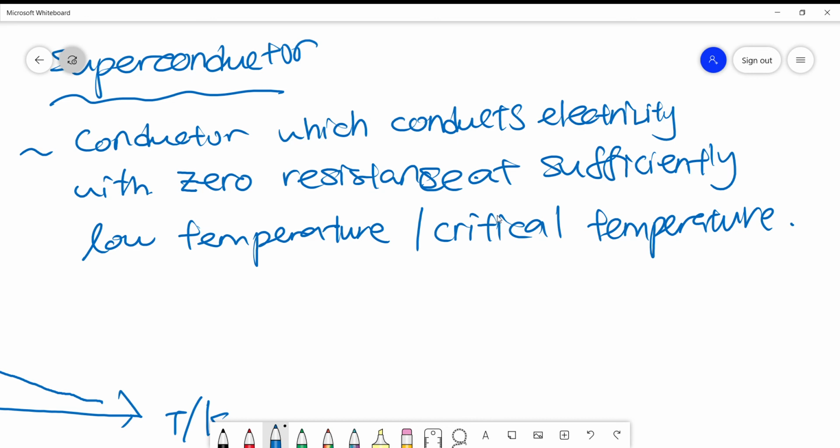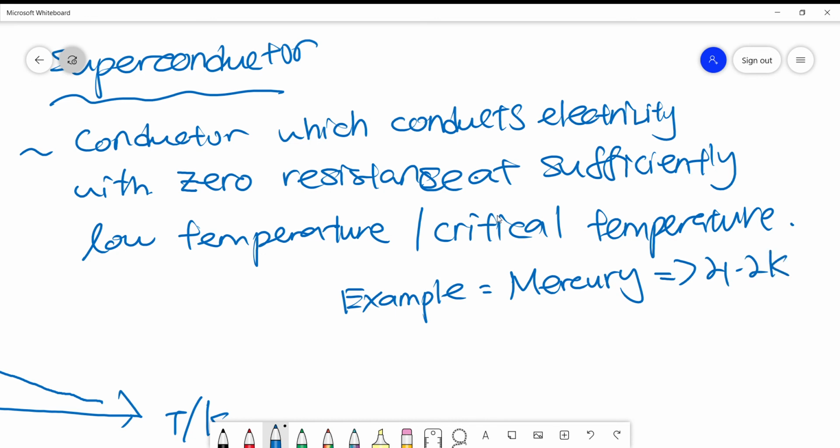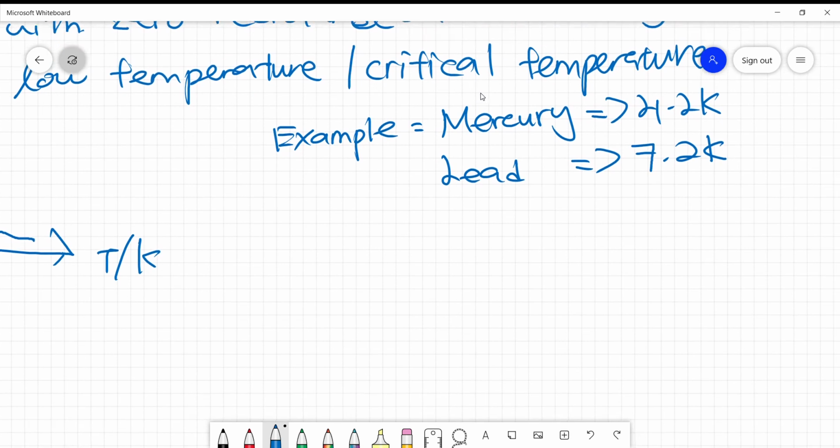As for examples of superconductors, one example is mercury. For mercury, the critical temperature is 4.2 Kelvin. As for another superconductor, which is lead, the critical temperature is 7.2 Kelvin, which is higher than mercury. Let's see what the graph for the superconductor looks like.